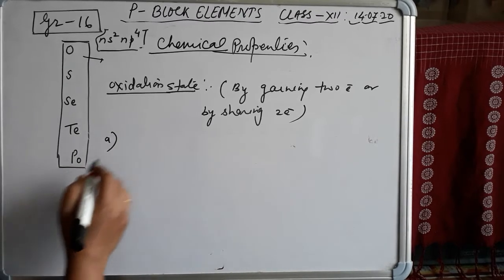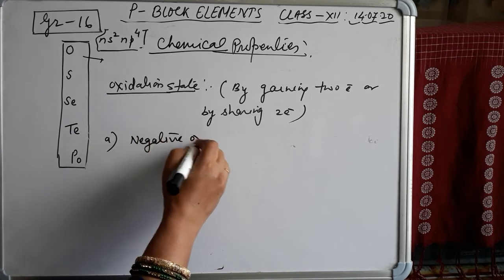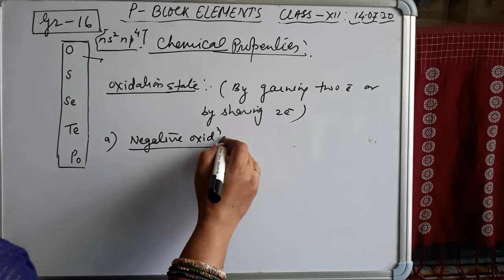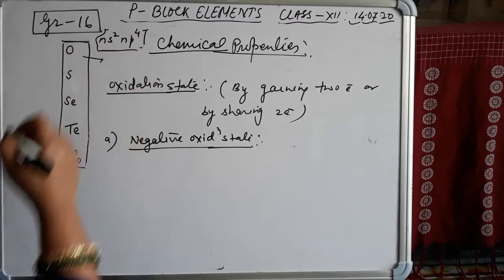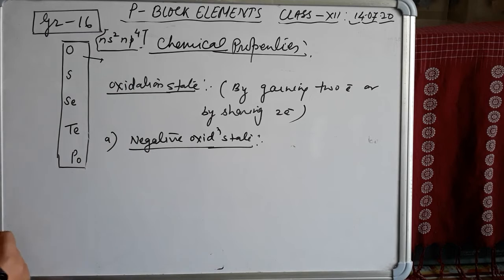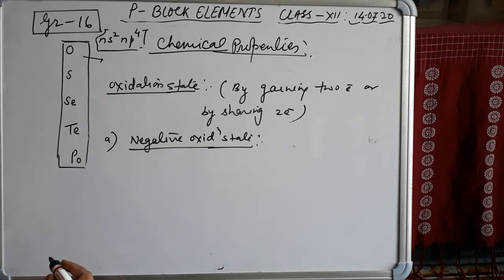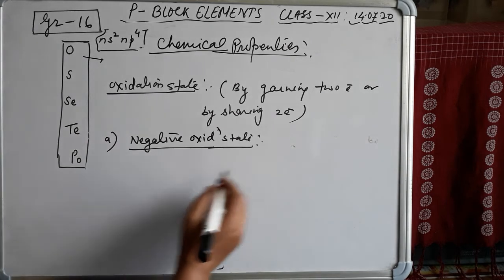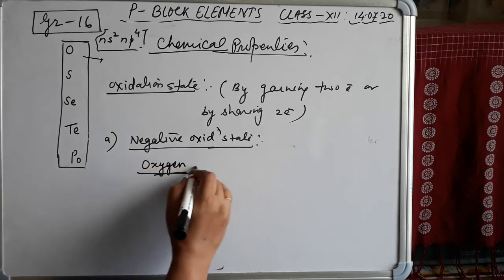At first we discuss the negative oxidation state. This belongs to group 16. The family members have a greater tendency to form variable oxidation states; they show +2, +4 and +6 oxidation states. So let's discuss the negative oxidation state first, and after that the positive oxidation state shown by the family members of group 16. Oxygen is highly electronegative in nature, the most electronegative in the family.